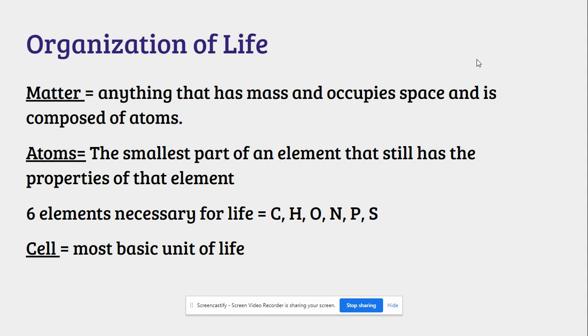It is these atoms that comprise elements, and it's these elements that help to make up life. The following 6 elements are necessary for life. Things like carbon, hydrogen, oxygen, nitrogen, phosphorus, and sulfur. The combination of these 6 elements make compounds and other molecules that are required for our survival and help to make and build cells.